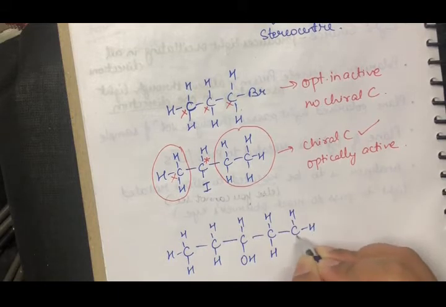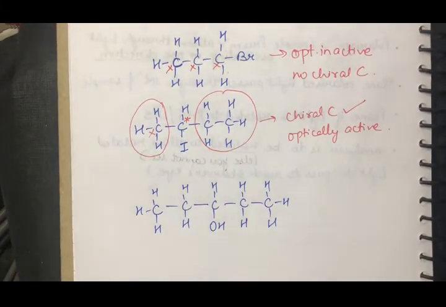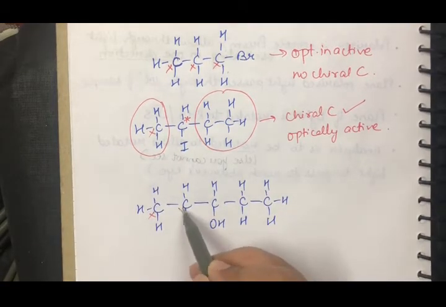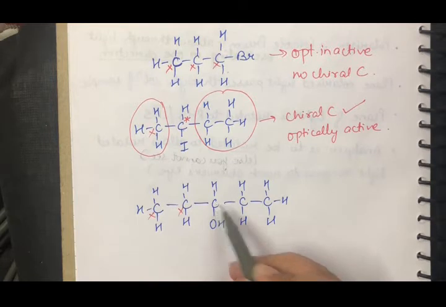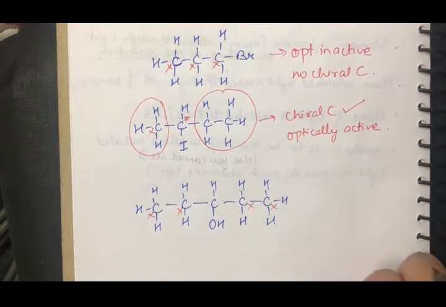I have an alcohol here, right? Now let's look for a chiral carbon. Can this carbon be chiral? No. Can this carbon be chiral? No. Now let's talk about this carbon. See, this carbon cannot be, because at least I can see 2 hydrogens that are the same.